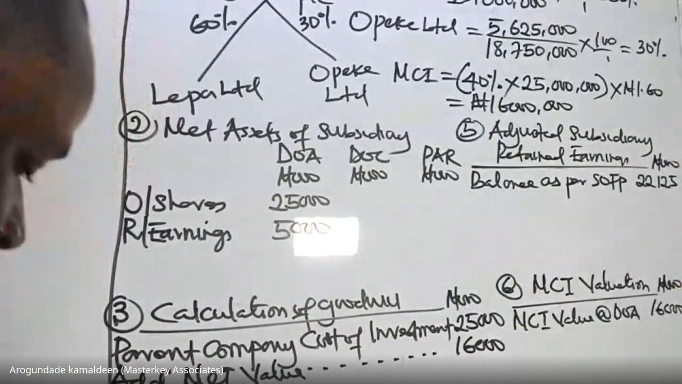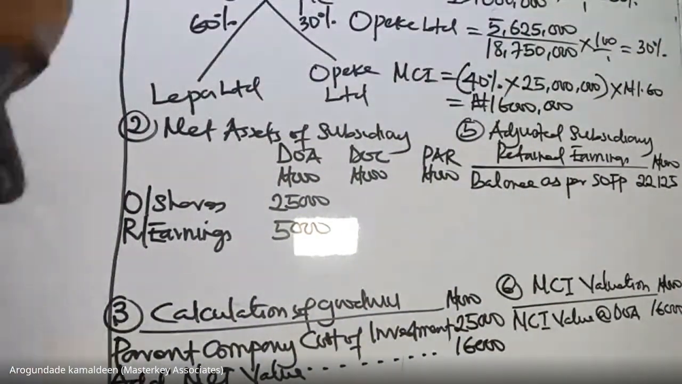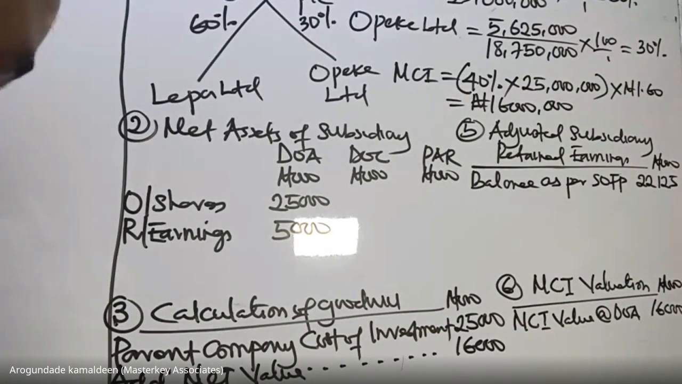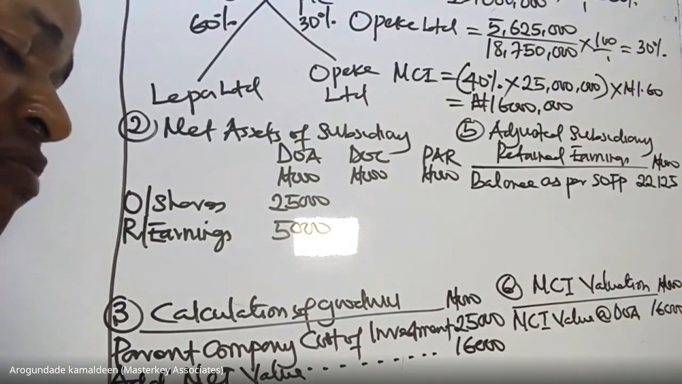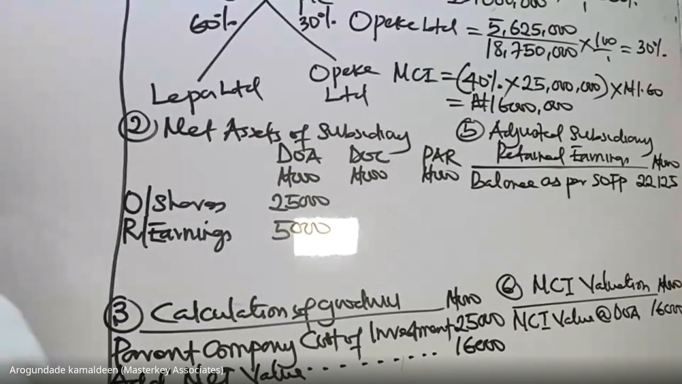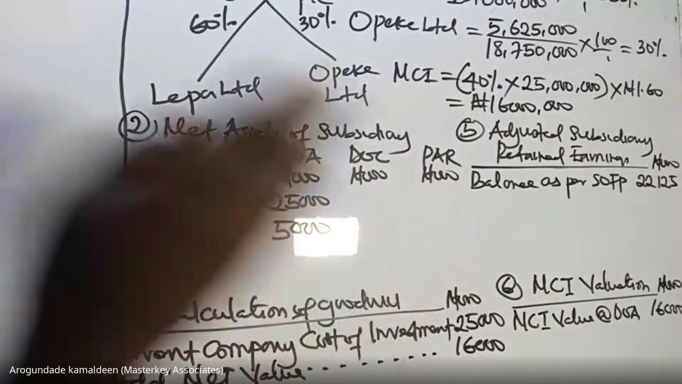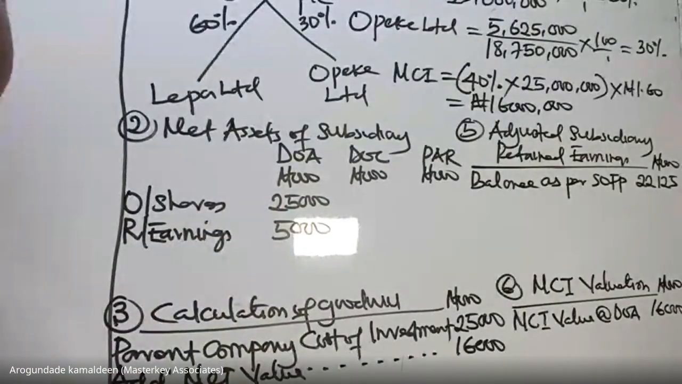Note one: Audible PLC acquired 15 million ordinary shares in Lepa Limited in January 2013 for 25 million, when the retained earnings of Lepa were 5 million. We have used this information. This is called cross-checking. After you have done this, you start again from the start, picking the notes one after the other. That is how to do good accounts.